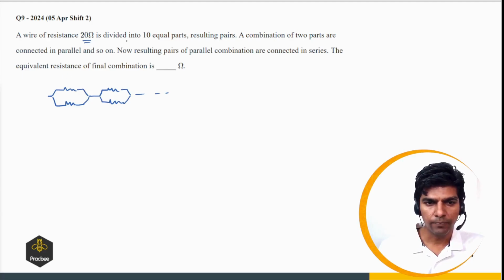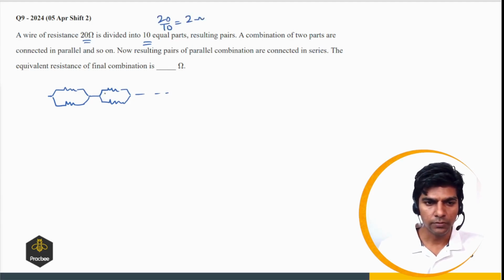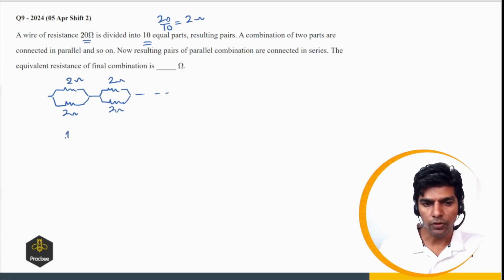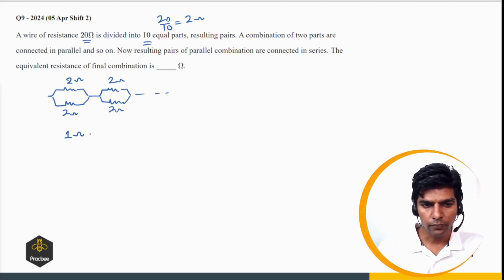So 10 parts. The resistance of each part will be 20 by 10, so it will be 2 ohms. This is 2 ohms, this is 2 ohms, right? So the resistance of one parallel pair will be 1 ohm. Now how many small blocks do we have? 5. So it will be 1 into 5. So that will be 5 ohms. So the answer will be 5 in this case.